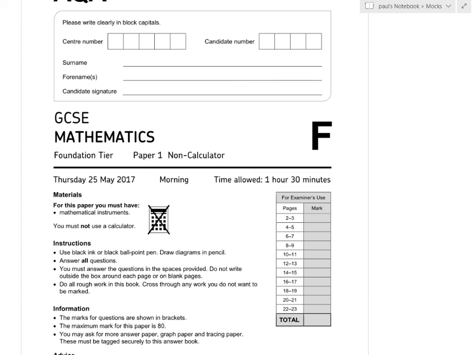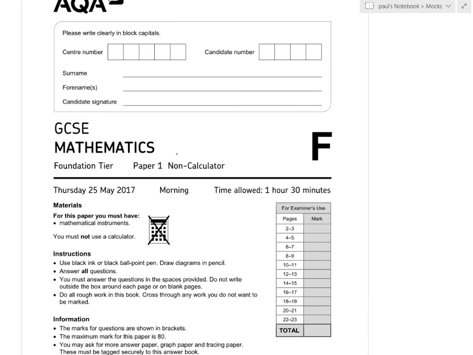So that's a nice foundation GCSE paper, the very first of the 1 to 9 ones. They come out twice a year, so there's a couple of years we can go through.